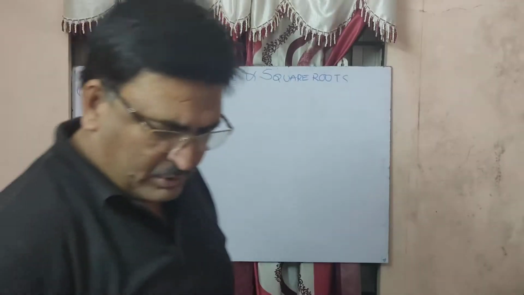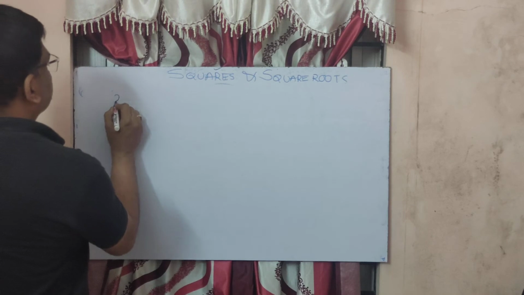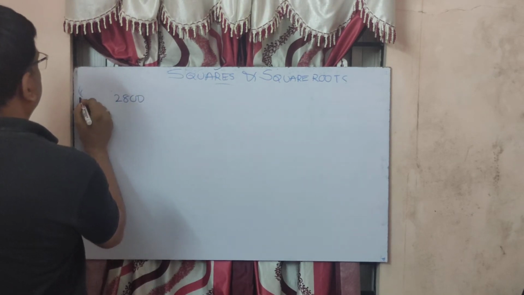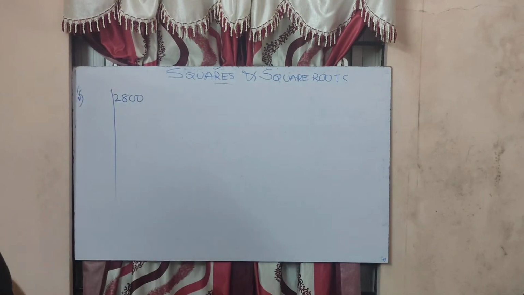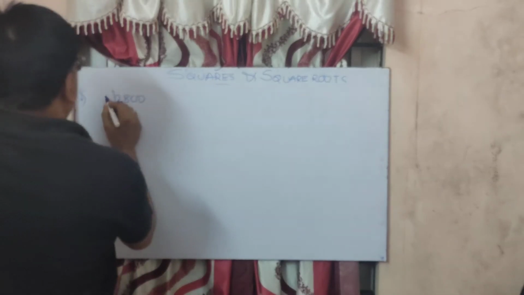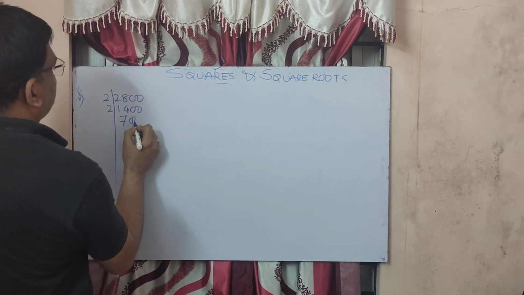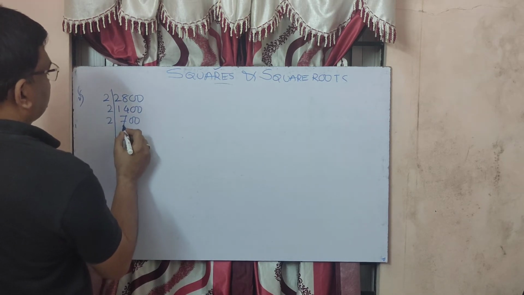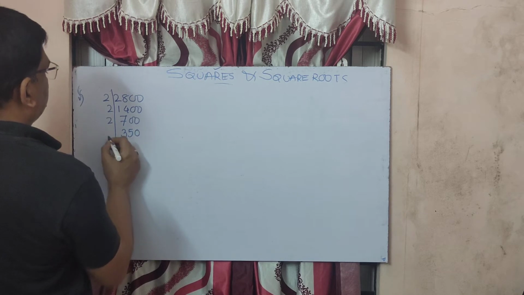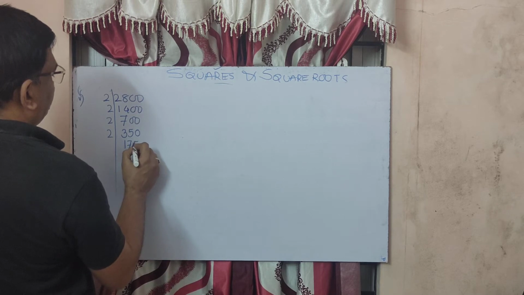So I am showing more and more examples so that you will do. That is, the next one is 2800. That is the fifth one. Now if the last number is 0, this also can be divided by 2. Now 2 ones are 2, 2 fours are 8, 00. Again 0. 2 sevens are 14, 700. Now again 2 threes are 6, 1 remaining, 2 fives are 10, 2 sevens are 14, 2 fives are 10.